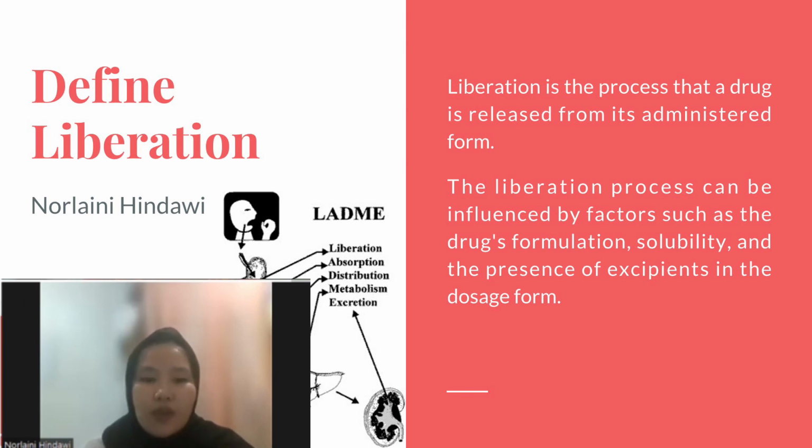The other process of pharmacokinetics is the absorption, which describes how the drug moves from the site of administration to the site of action. The distribution describes the journey of the drug through the bloodstream to various tissues of the body, while the metabolism describes the process that breaks down the drug. And the last one is the excretion. It describes the removal of the drug from the body.